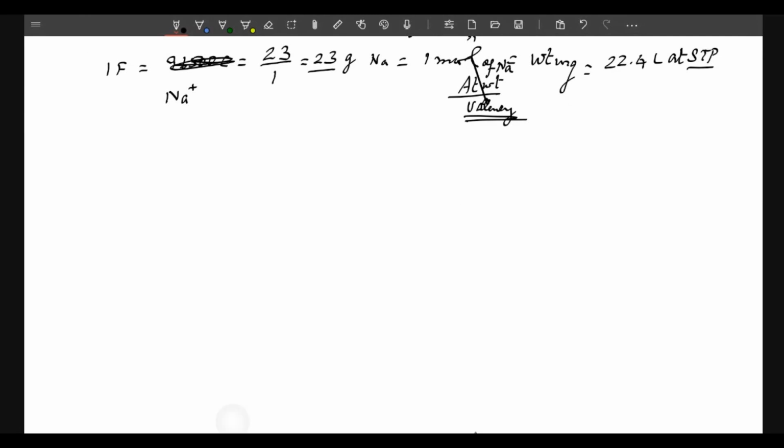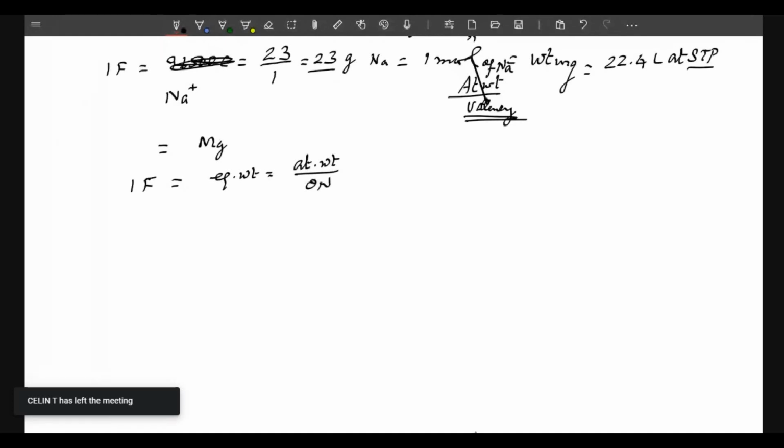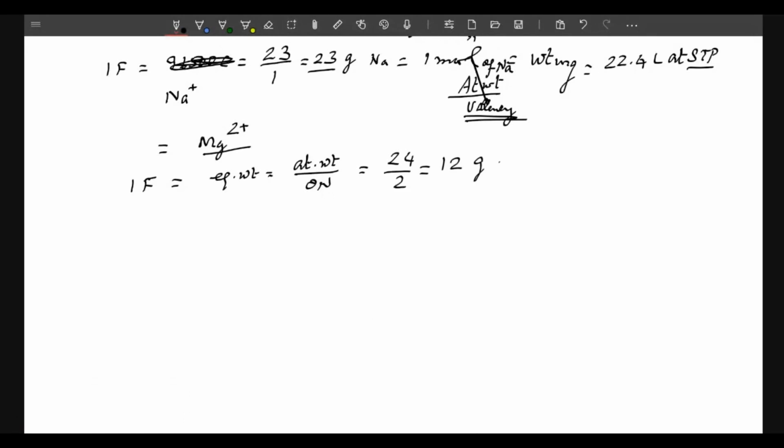Now let us consider a bivalent metal ion, magnesium. For 1 Faraday of current, if magnesium is deposited, it is equal to equivalent weight. What is equivalent weight? That is equal to atomic weight by valency or oxidation number. In magnesium, how many charges would be there? Therefore, atomic weight is 24 by 2 equal to 12 gram. In terms of mole, that is half a mole, because molecular weight divided by 2. But in the case of sodium, equivalent weight is equal to 1 mole.